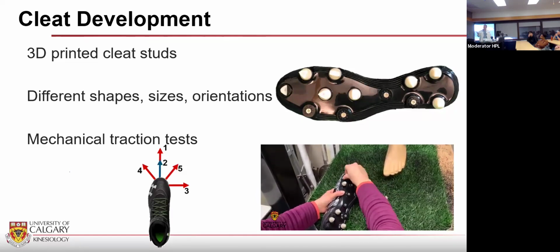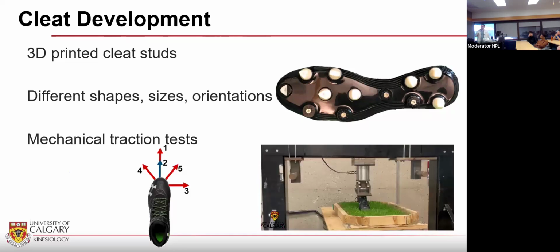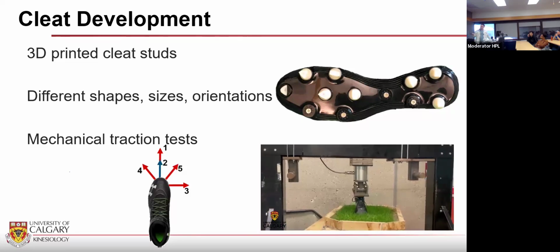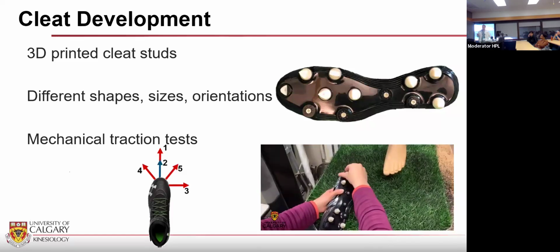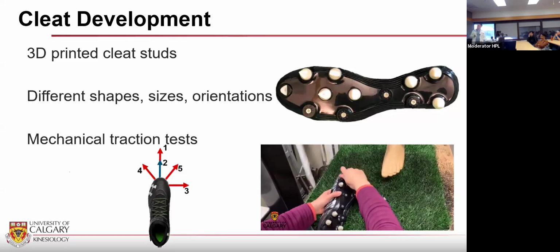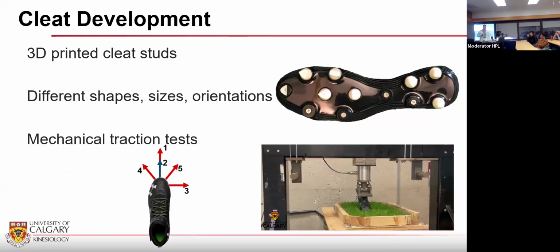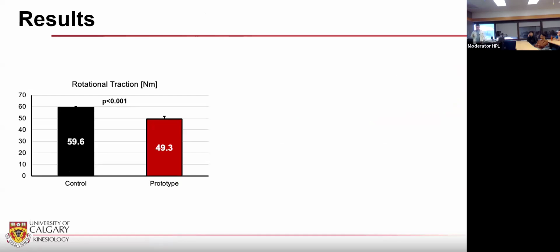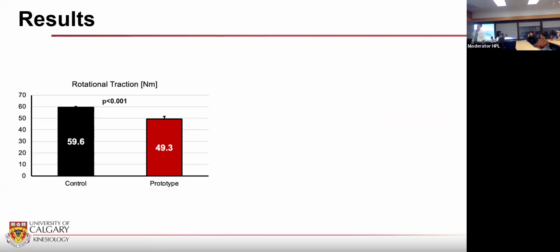So what we did is we created kind of a best initial first guess. We then mechanically tested both the rotational traction as well as the translational traction. And translational traction, we did in these directions, which matched up with that traction map. And the goal again was to find a cleat pattern that reduced rotational traction while maintaining the translational traction in these slide directions. So a very iterative process. So at the end of that mechanical testing phase, we came up with a new cleat design.